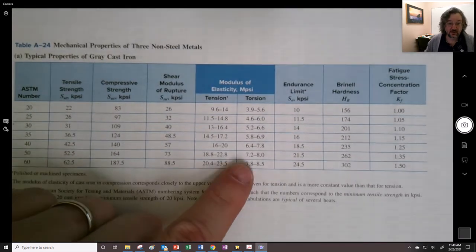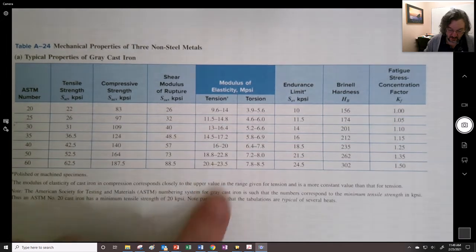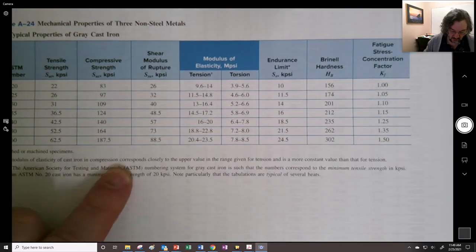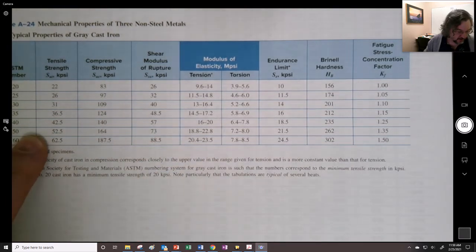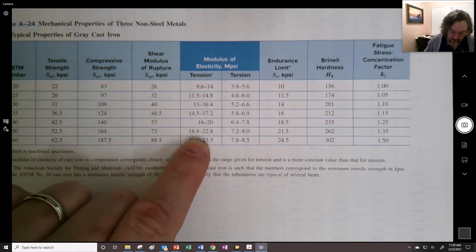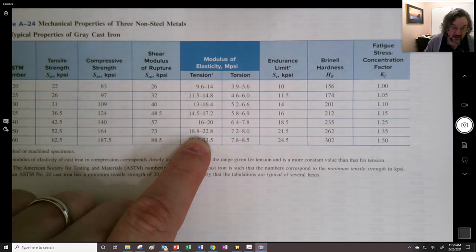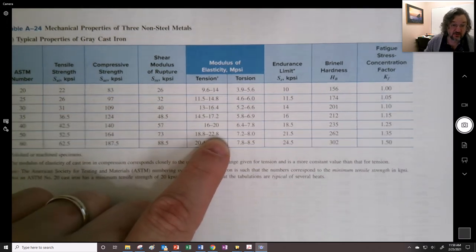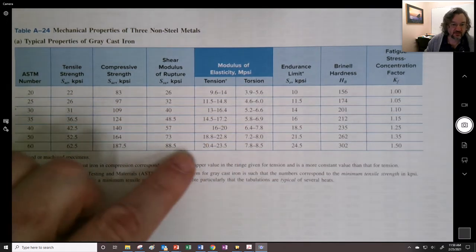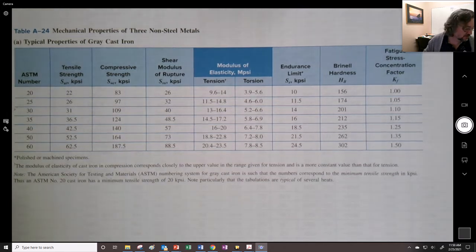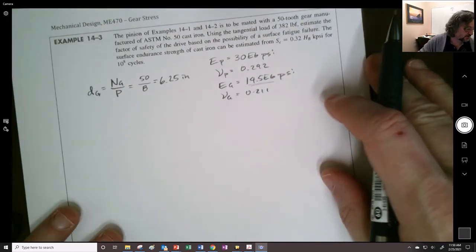Okay, so they have a modulus of elasticity, and they say the modulus varies in compression, corresponds closely to the upper range right here. But anyway, we were dealing with cast iron 50 right here. So you can see that their range is actually 18.8 to 22.8. Interesting, right? Maybe it's in compression. I don't know. We're going to use the 14.5 because that's what they say to use in this example, I believe.